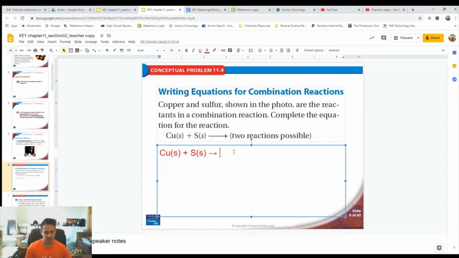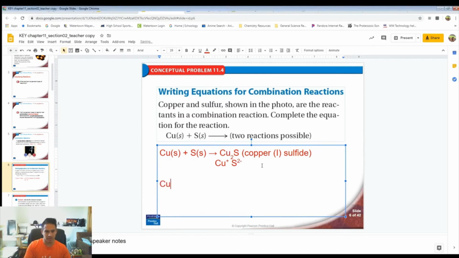So in the first reaction, we might have copper(I) sulfide, which would look like this. The reason why it would look like this is because in copper(I) sulfide, we have copper with a +1 charge bonding with sulfur, which is a 2- charge. So we need 2 copper ions to bond with this. Again, this is copper(I) sulfide. That could be one product.